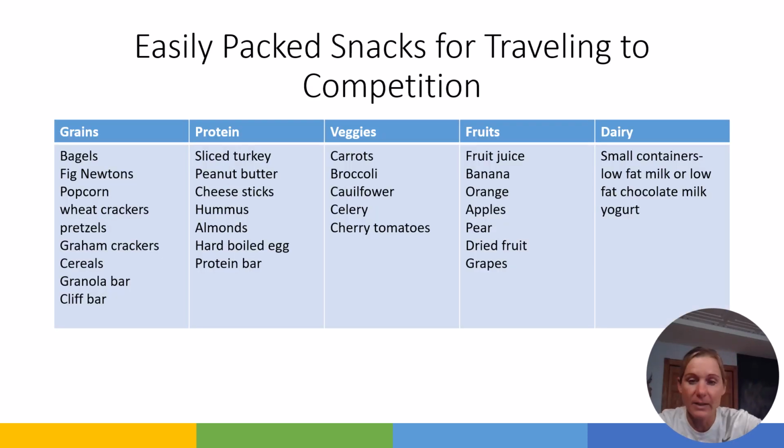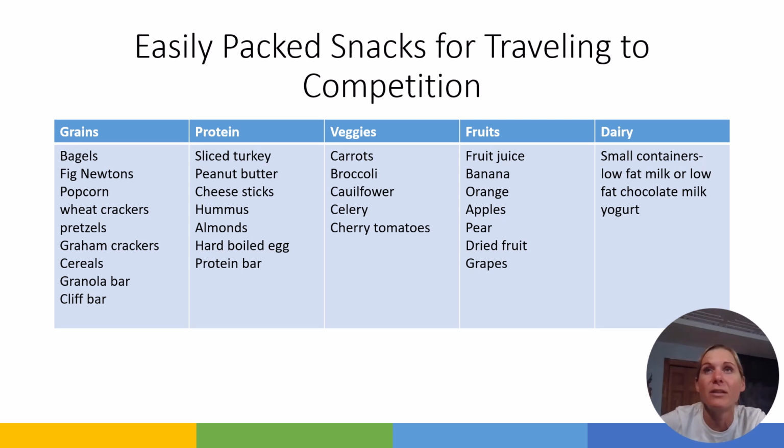Here's some examples of easy things to take when you're traveling for a competition. So some grains: bagels, fig Newtons, popcorn, wheat crackers like a Wheat Thin, pretzels, graham crackers, cereal, granola bars or Clif bars. Protein options: sliced turkey, maybe just a turkey sandwich or turkey wrap. We could do a peanut butter sandwich or peanut butter with a banana. Cheese sticks, hummus. Again, hummus could go with pita chips or pretzels pretty easily. Almonds, hard-boiled egg, protein bar.